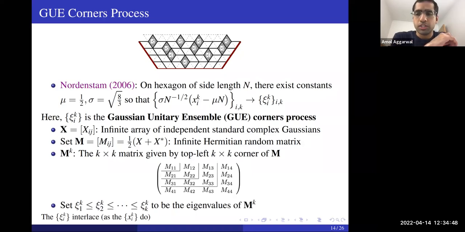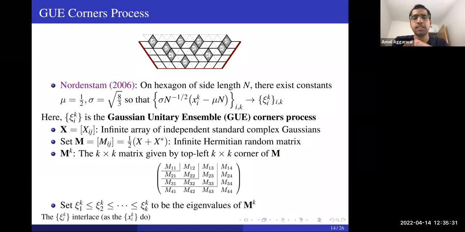Okay, so Nordenstrom considered the hexagon of side-length n, and he showed that there exist constants mu and sigma, which are explicit, for which the following holds. If I take my xk's, subtract off mu n, a linear term which you think of as a law of large numbers, and then divide by n to the 1/2, so a diffusive central limit type scaling, this will converge to some set of numbers, c_ik. This c_ik is a set of random numbers that can be described explicitly, known as the Corners process.